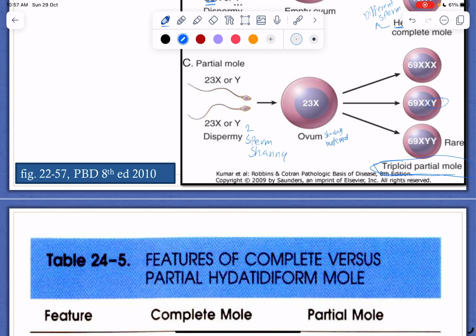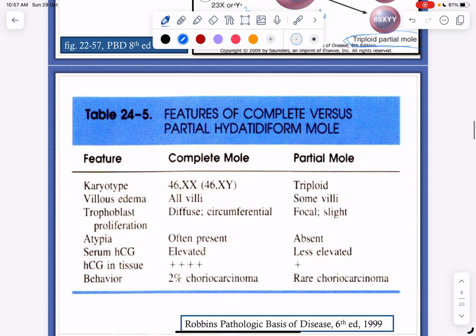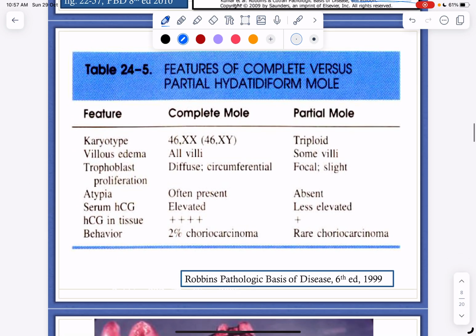This is the first difference between the complete and partial mole. The partial mole is triploid, and the complete mole is diploid, either homozygous or heterozygous. Okay?